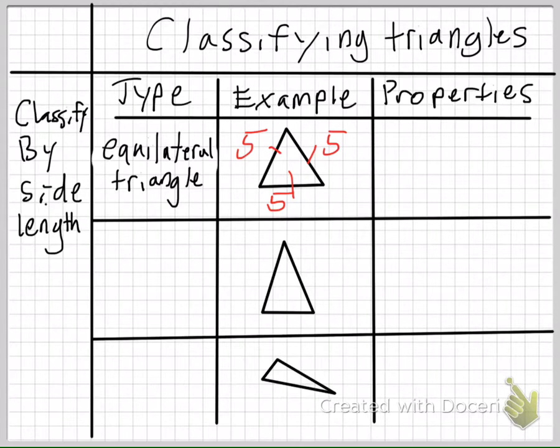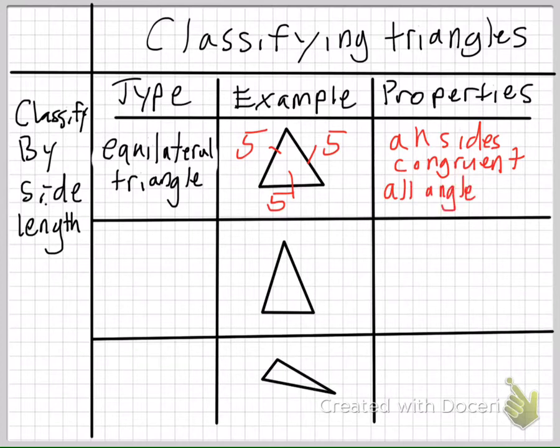And the properties of an equilateral triangle is that all sides are congruent, and all angles are congruent. So our angles are also congruent in here.